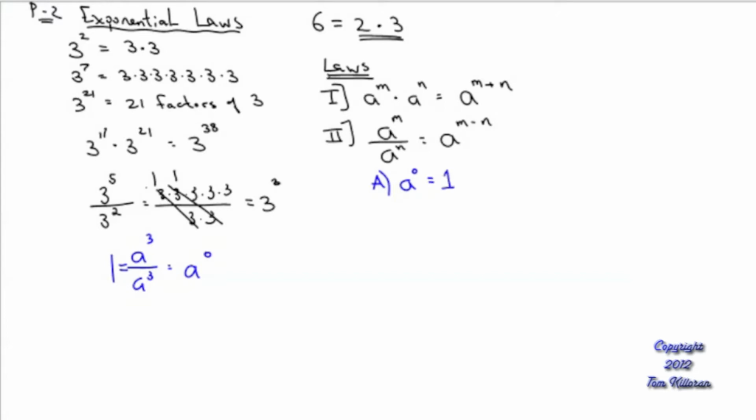What's the common mistake? A to the 0 equals 0. That 0 keeps showing up. You don't want 0. Why? Because 0 times anything is 0, and things get really boring.